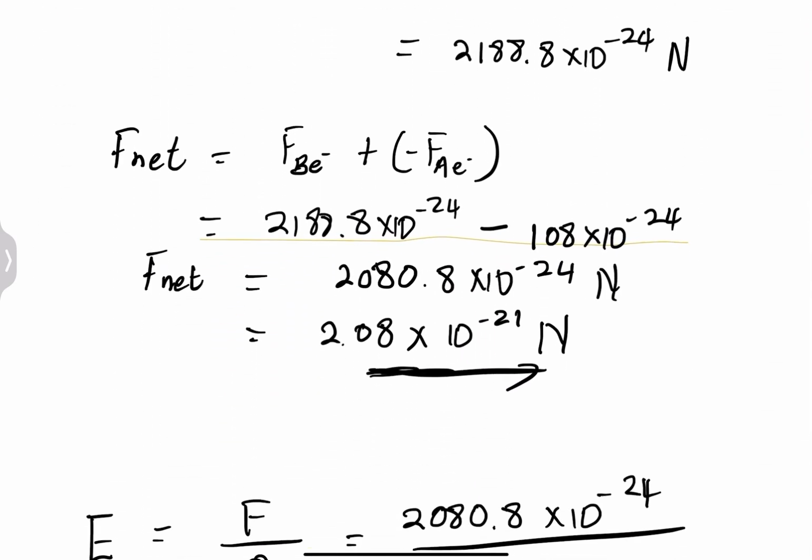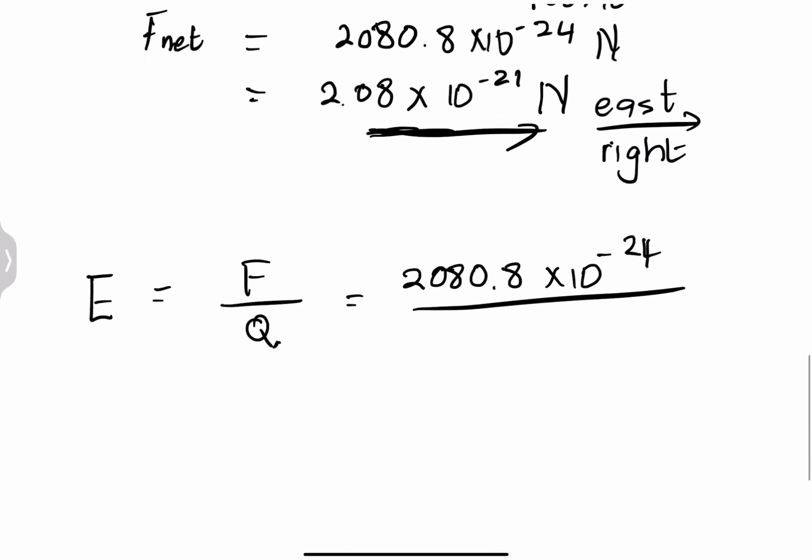So in this case, I was supposed to say, if we're taking the points of a compass, this would be west and that would be east. So it means that the net force would be in the easterly direction. Otherwise, you could have just said to the right. Okay. Right.